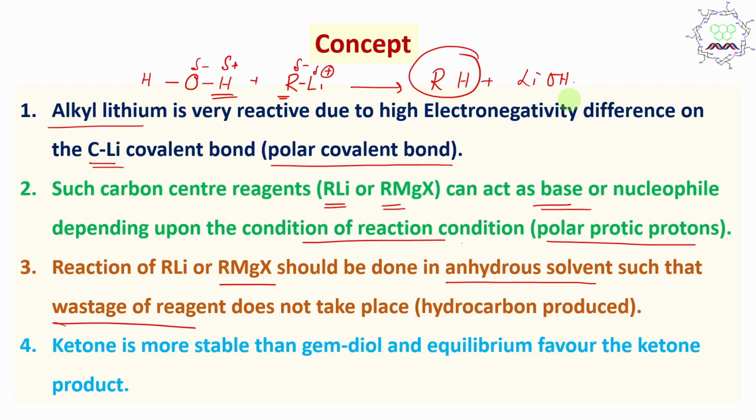Next, the last information you should know is that ketone is more stable. Ketone, I'm talking about carbon double bond O, is more stable than a gem diol. Gem diol means two OH groups attached to the same carbon atom, and this gem diol undergoes dehydration to produce ketone because it is more stable. This is an equilibrium or reversible process, and the equilibrium prefers the ketone side. So let's go to the problem.